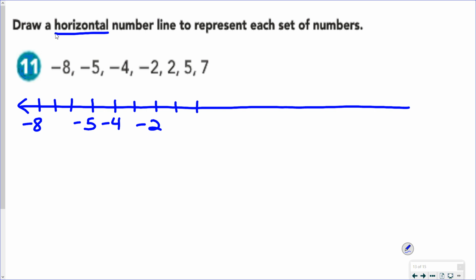Now, when I get to 0, if you want to put 0 on your number line, you can, whether it's on the list or not. If you're dealing with negatives and positives, I am perfectly fine with you putting 0 on your number line. If you want to leave it off, that's fine. It is your choice. So whether you put that 0 on or not is up to you. And I go to 1, 2, 3, 4, 5, 6, and 7.